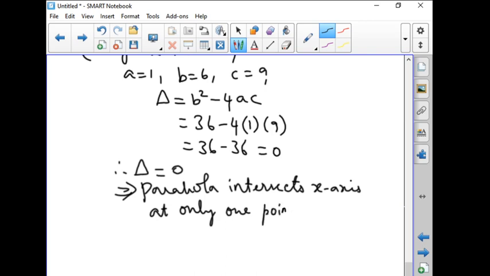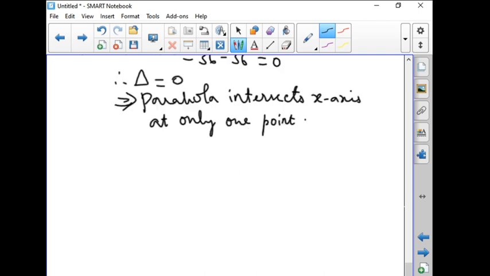So if it is equal to 0, it meets the x-axis at only one point. If it is greater than 0, it meets the x-axis at 2 points. If it is less than 0, it does not meet the x-axis at any point. Okay. So now the last problem, the 10th one. It is given that f of x is equal to x square plus 5x plus 4, in completed square form.